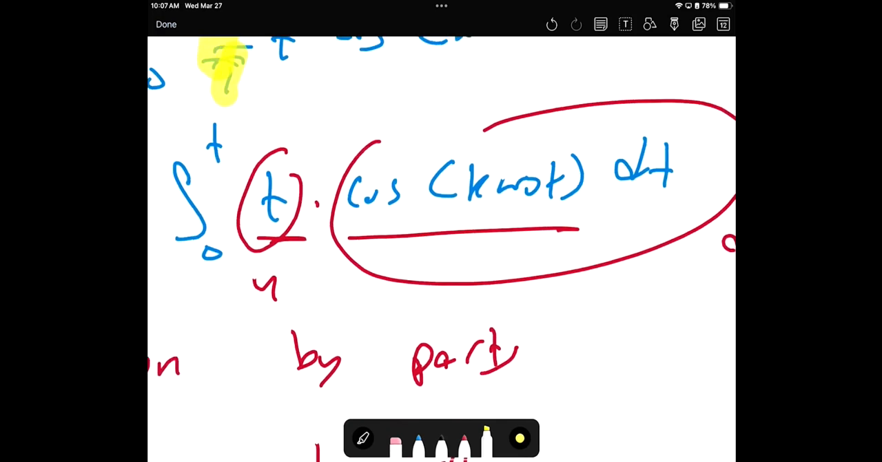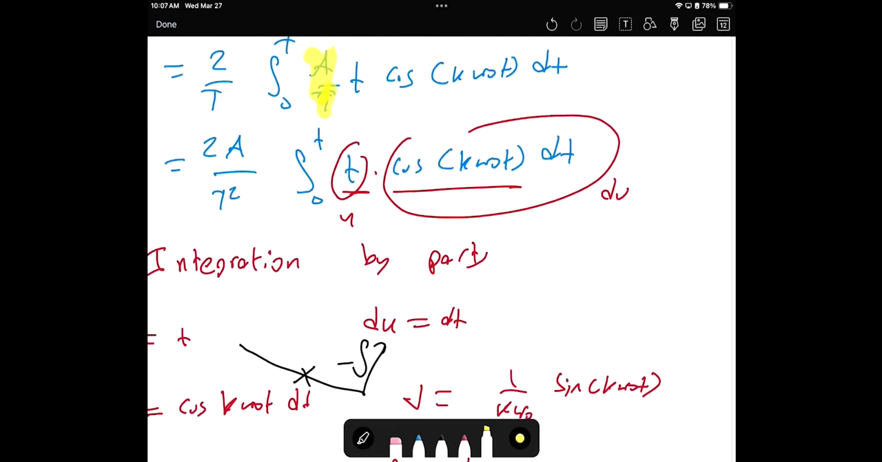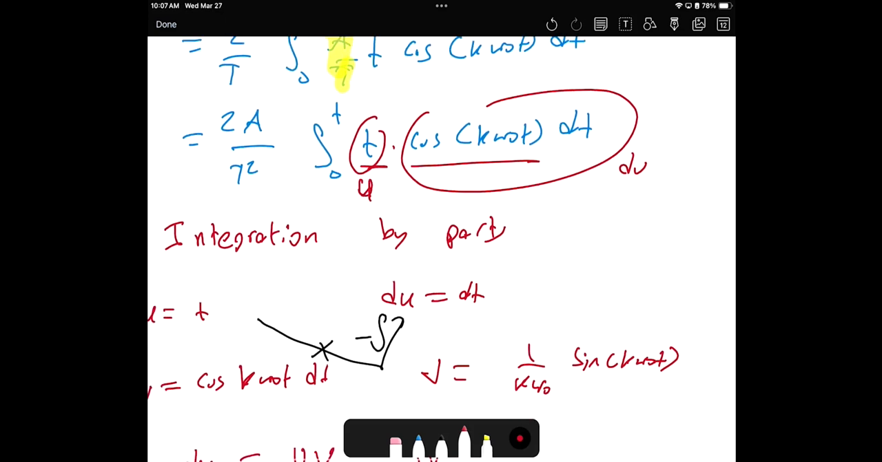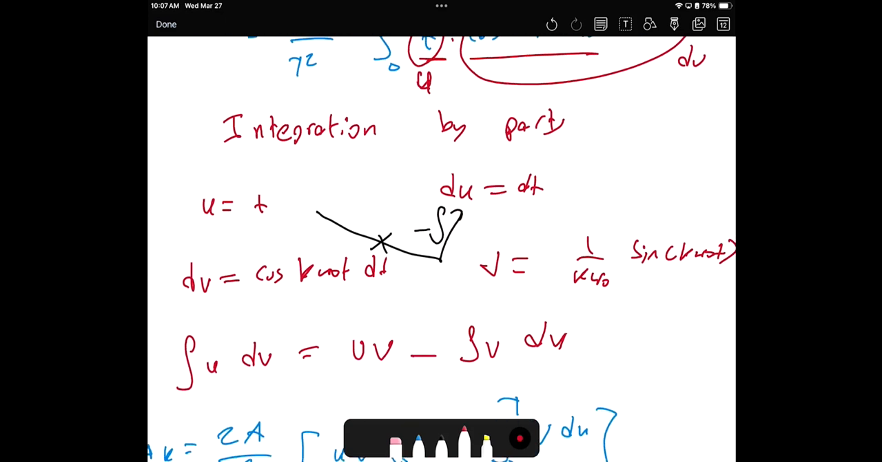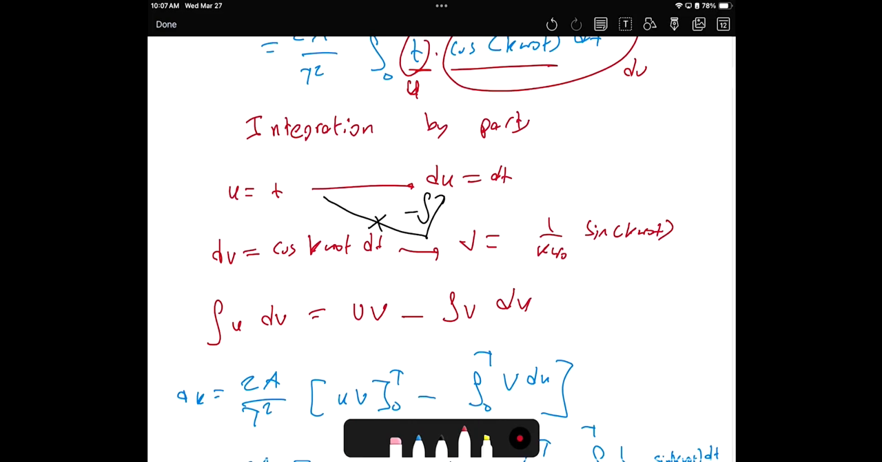Let's look at this integral. Calculating it is complicated, not straightforward, so we can solve it by using integration by parts. Integration by parts is from calculus 2, and I told you last lecture to please try to review it. We assume t as u, and cosine k omega naught t dt as dv. Whenever you have u, find its derivative, du by dt. When you have dv, find the integral, which will be 1 over k omega naught sine k omega naught t.